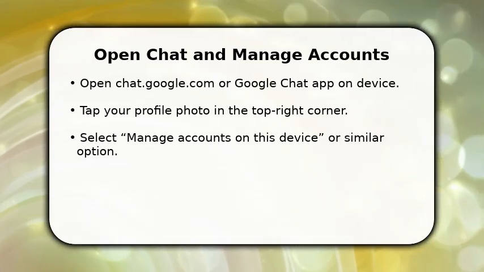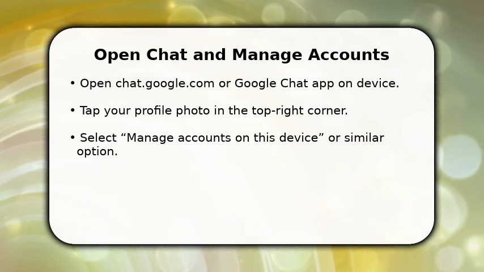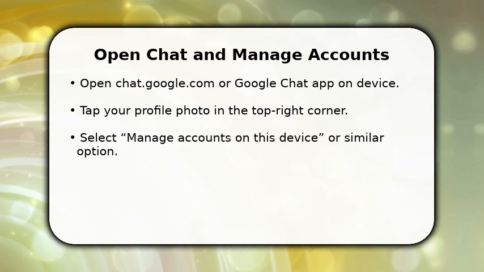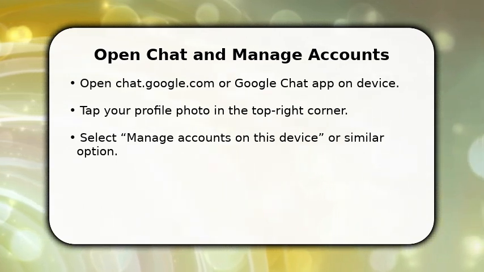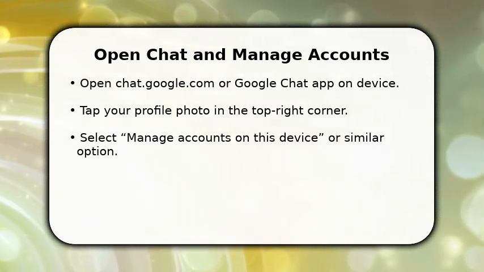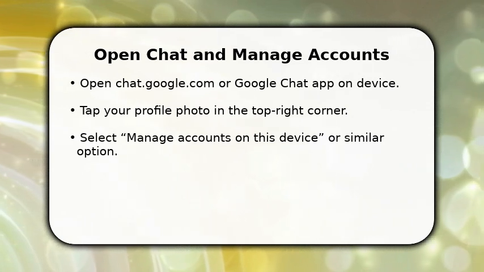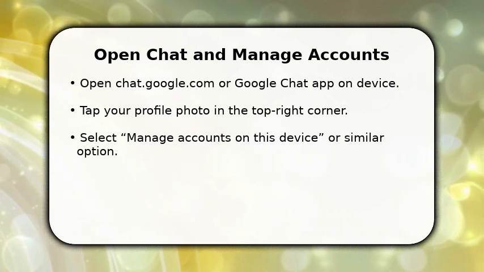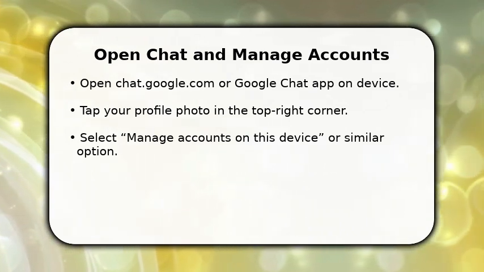You're starting inside Google Chat. Open the web app or the mobile chat app and tap your profile picture. Once done, choose Manage Accounts on this device so you can see every signed-in Google account. This step lists linked accounts and is where removal begins. Don't skip it because you'll need the account chooser to target the exact profile you want removed.